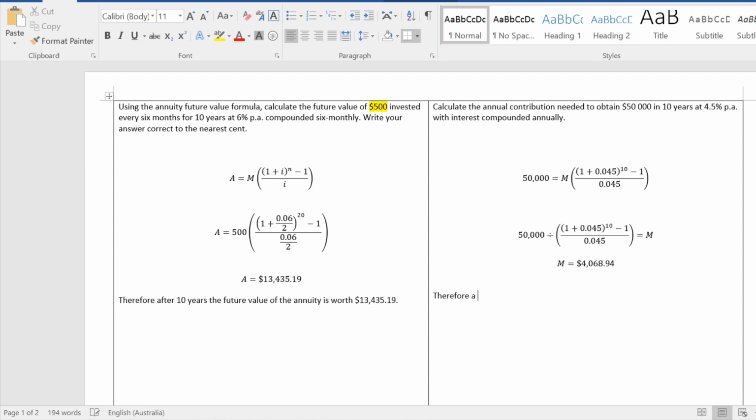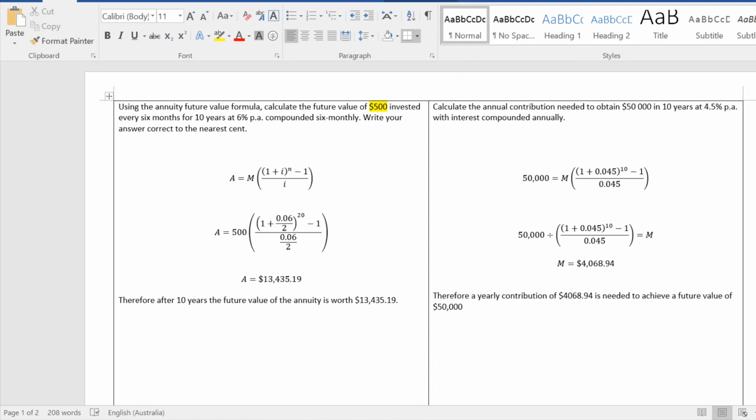Therefore, a yearly contribution of $4,068.94 is needed to achieve a future value of $50,000. Now, some of you might be going, well, hang on, sir, wouldn't we just want to find the present value of that annuity? And that's not the case at all. Because remember, when we're finding the present value of an annuity, that's like a fire and forget scenario, okay? That's where we just invest it in one account and never put any more contributions.